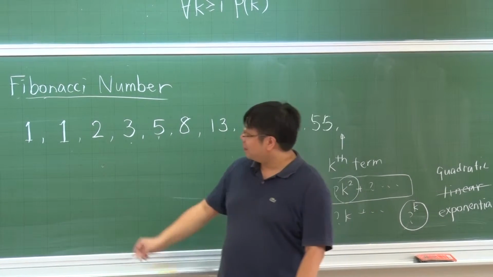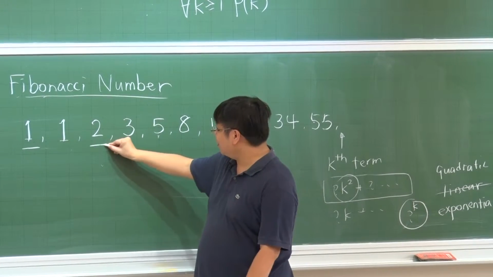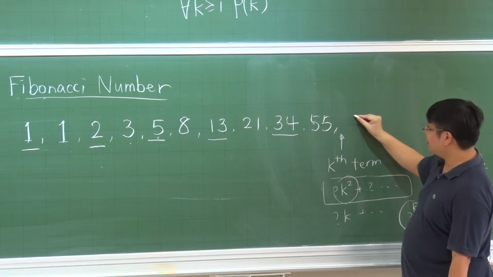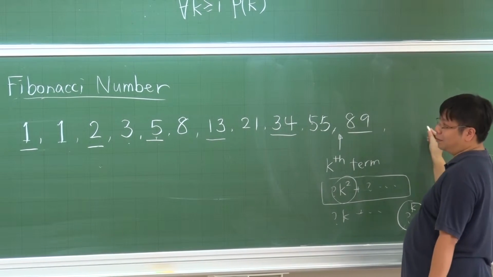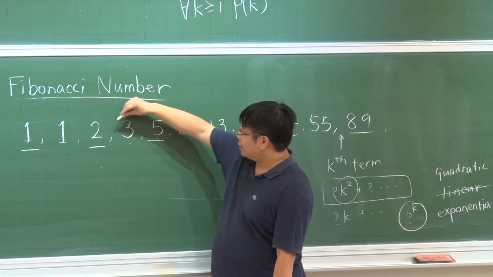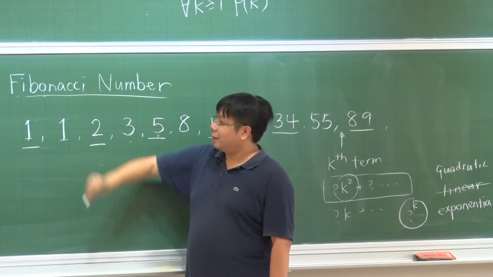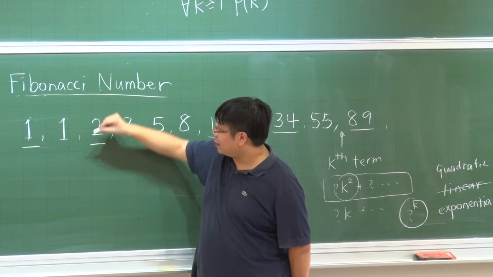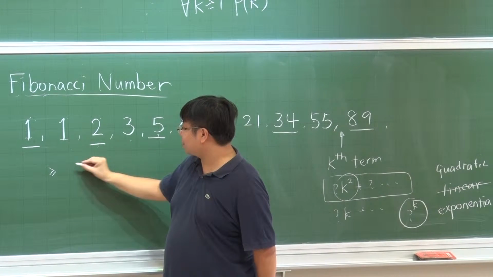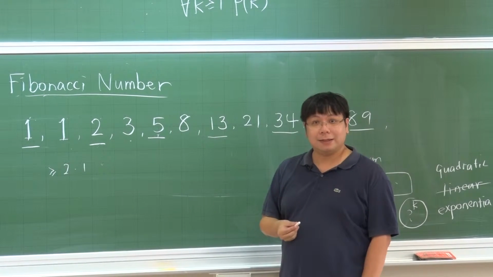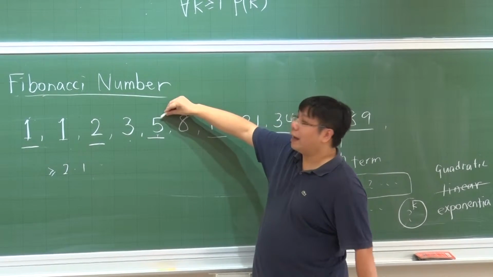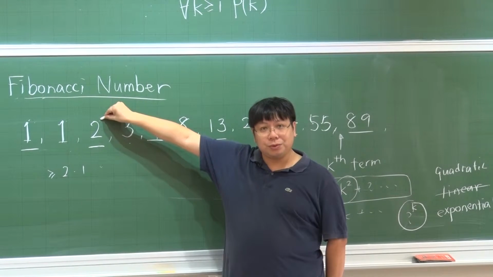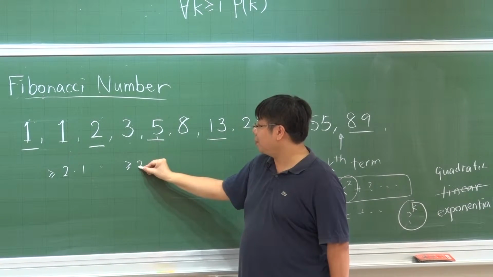So if we skip terms, let's look at 1, 2, 5, 13, 34, and then 89, something like this. We skip a term. Then what do we have? This one is the sum of these two, so this one is greater than or equal to this one. So 2 is greater than or equal to 2 times 1. Does that make sense? This 5 is equal to 3 plus 2, but this 3 is greater than or equal to 2. So this 5 is greater than or equal to 2 times this 2.